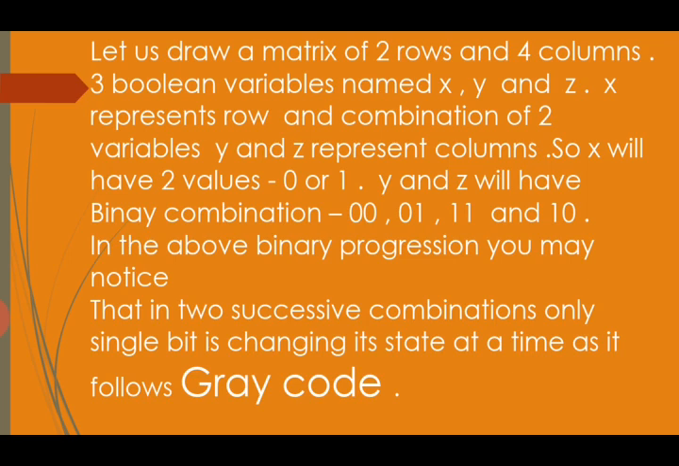In the above binary progression, you may notice that in two successive combinations only a single bit is changing its state at a time, as it follows gray code. When we observe 0 0 and 0 1, we find that the rightmost bit, which is first 0, becomes 1 in the second combination, and the leftmost bit maintains its state. It is still 0. Alright.